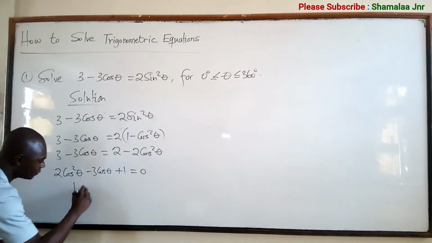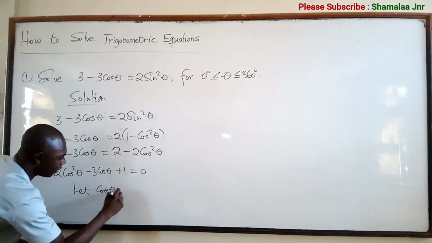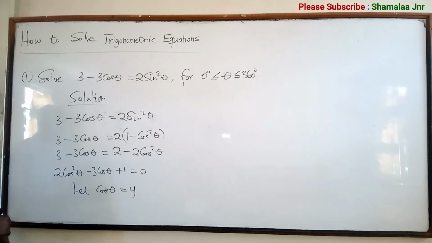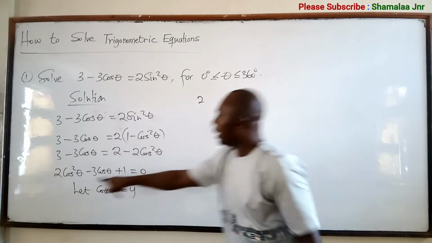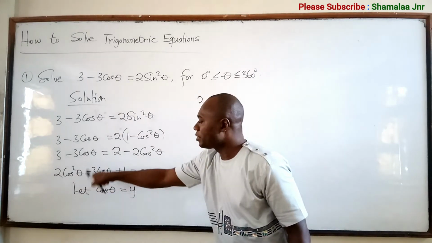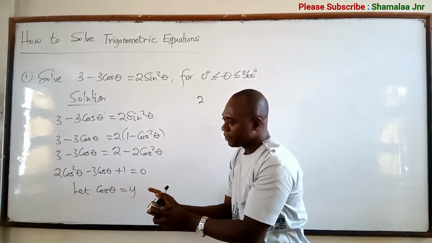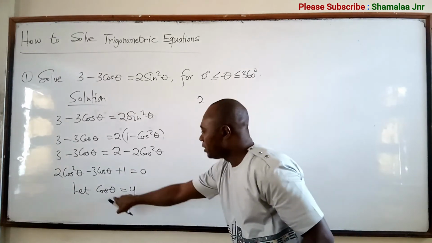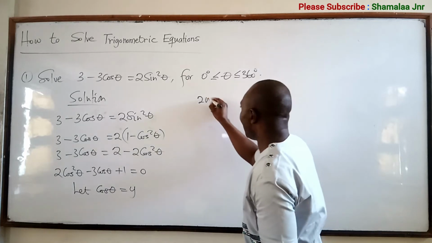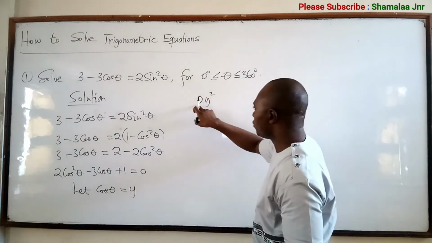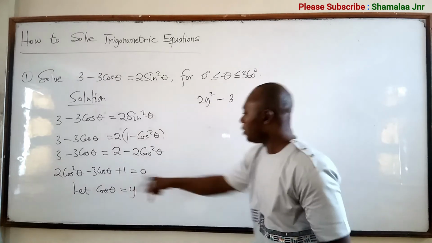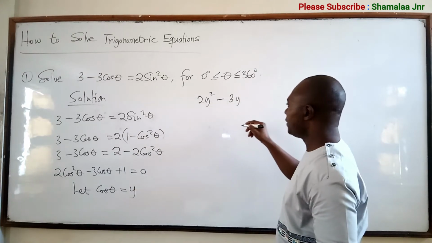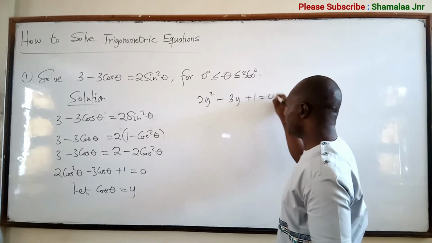You can say let cos theta be equal to y. Now, cos squared theta is the same as cos theta all squared, so if cos theta is equal to y, it's going to be 2y squared minus 3y, since we write y for cos theta, plus 1 is equal to 0.